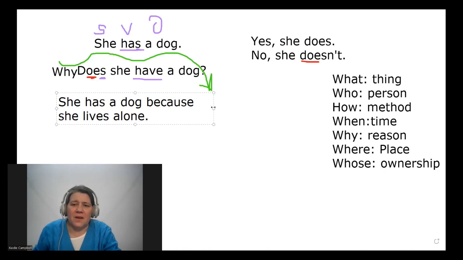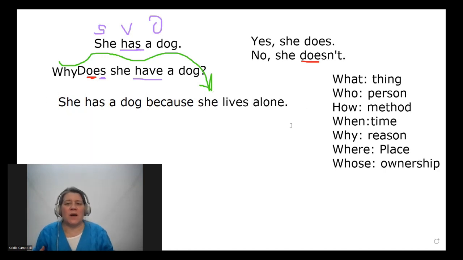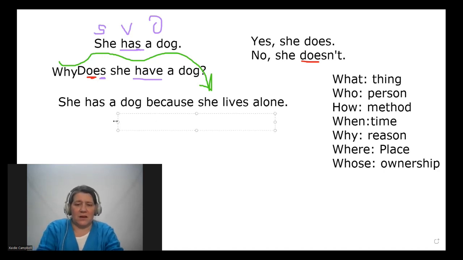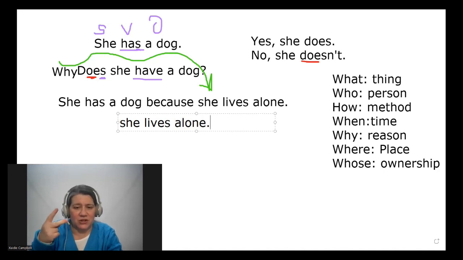Okay. So what are some things that you want to know about her and her dog? Do you want to know why she has a dog? Maybe we want to know where now. Oh, wow. So she lives alone. She lives alone is our sentence we're working with. Now, remember, for a question, we need two verbs, and we only have one.